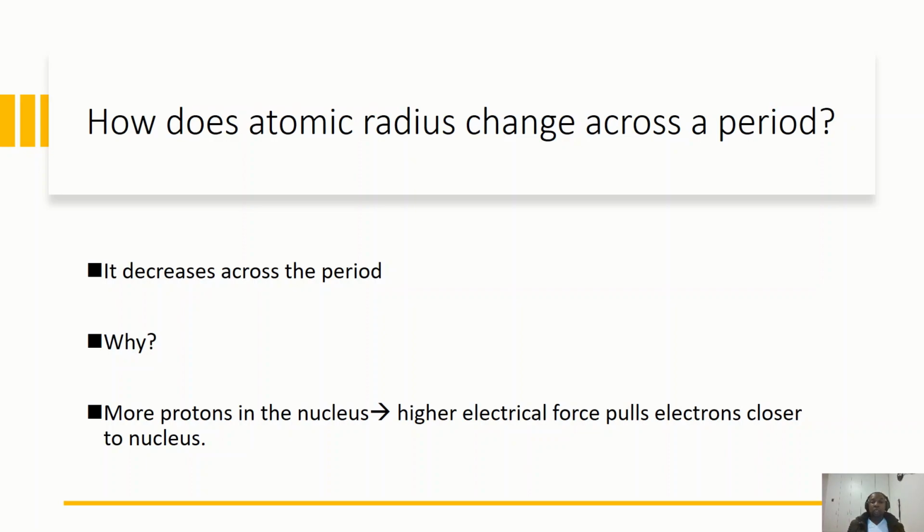So the more protons in the nucleus, the higher the electrical force that pulls the electrons to the nucleus, and that makes the radius decrease.